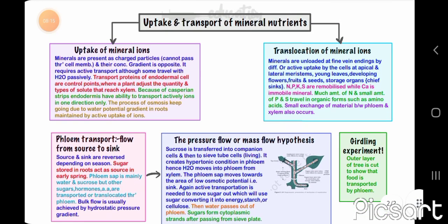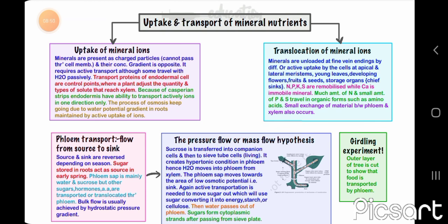Then uptake and transport of mineral nutrients. Uptake of mineral ions: minerals are present as charged particles and their concentration gradient is opposite. It requires active transport, although some travel with H2O passively. Transport proteins of endodermal cells are control points where a plant adjusts the quantity and types of solute that reach the xylem. Because of Casparian strips, endodermal cells have the ability to transport ions actively in one direction only.